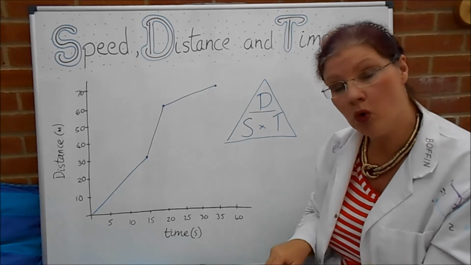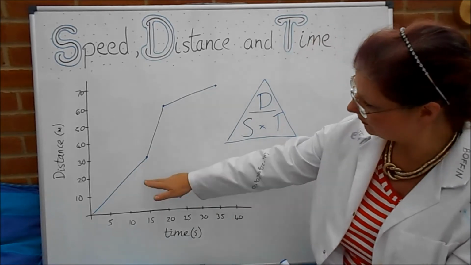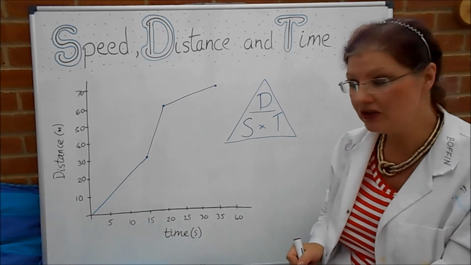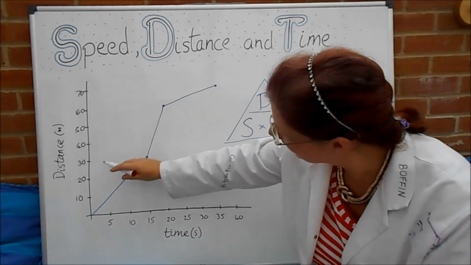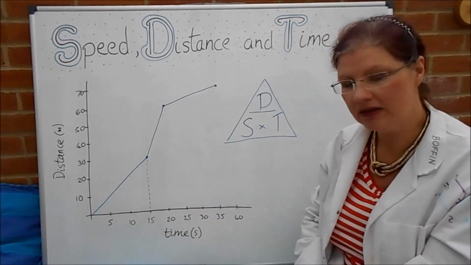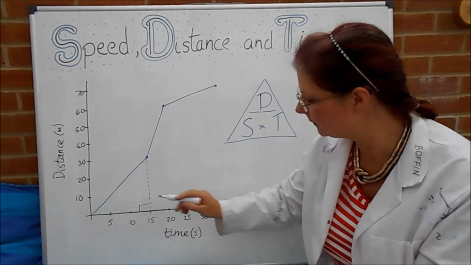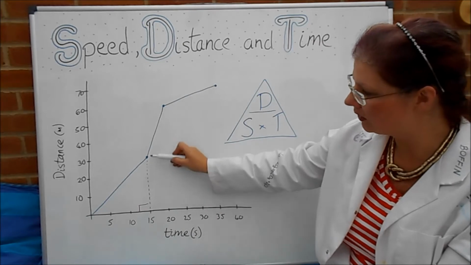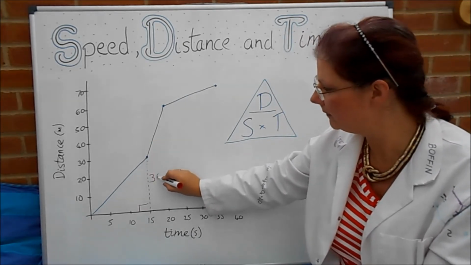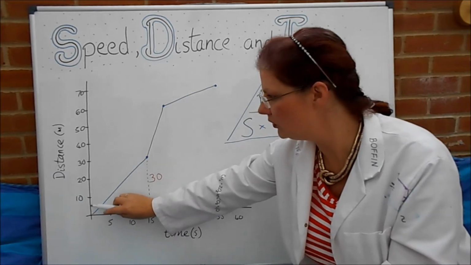So we're going to take just one chunk of our diagram here. I'm going to start off with this lower chunk and we'll find the distance that we travelled. I'm going to take this chunk here. I'm going to make it into a little triangle. It's a right angle triangle here. And the height of the triangle, in this case, is 30. We started off at 0 and we went up to 30.